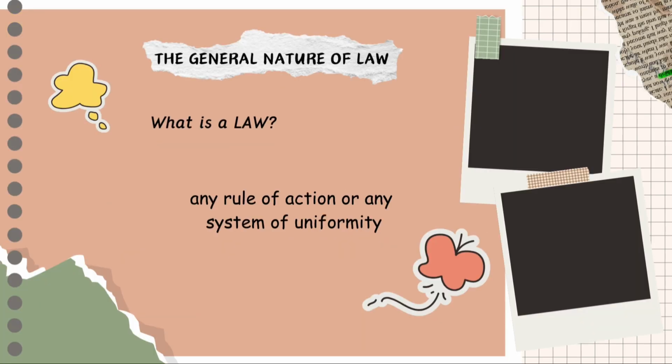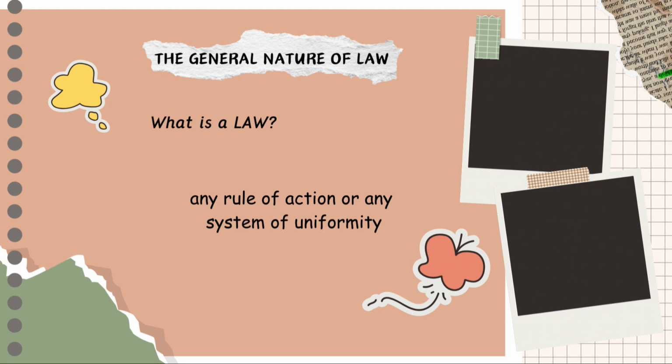Okay, let's start. The general nature of law: what is a law? Of course you will say it is rules and regulations and many more. So, a law is a rule of action or any system of uniformity. It is the widest and most comprehensive sense, but the term law, as I have said earlier, is any rule of action or any system of uniformity.